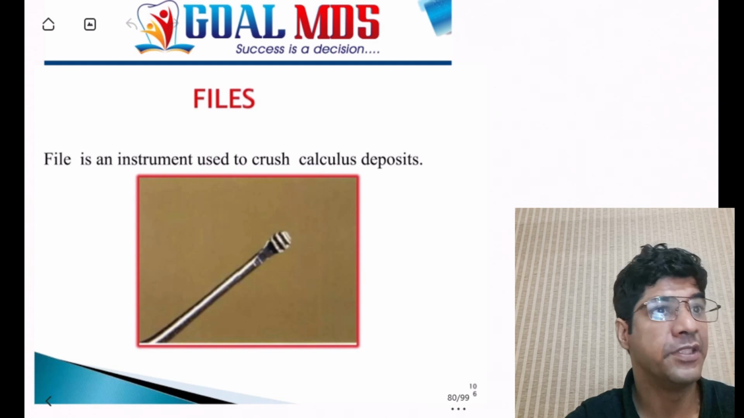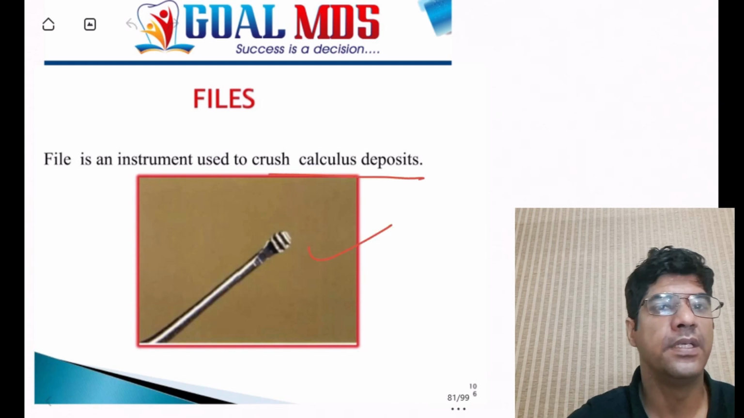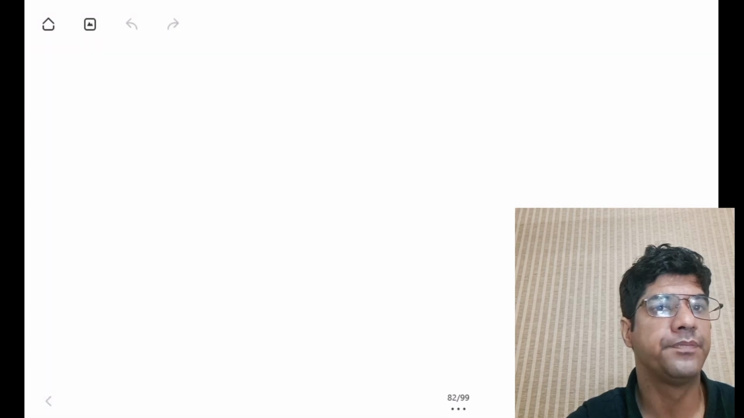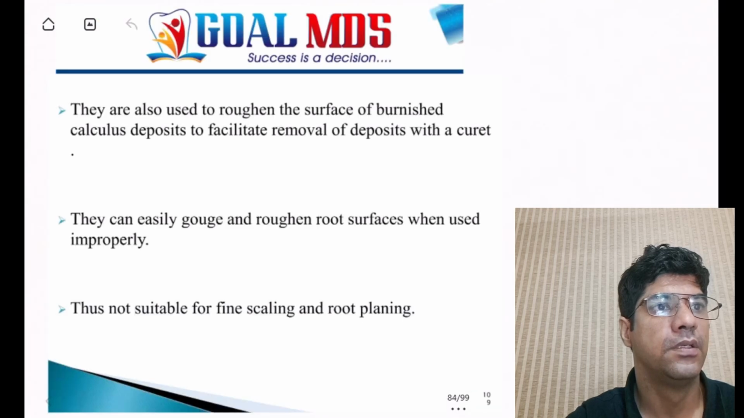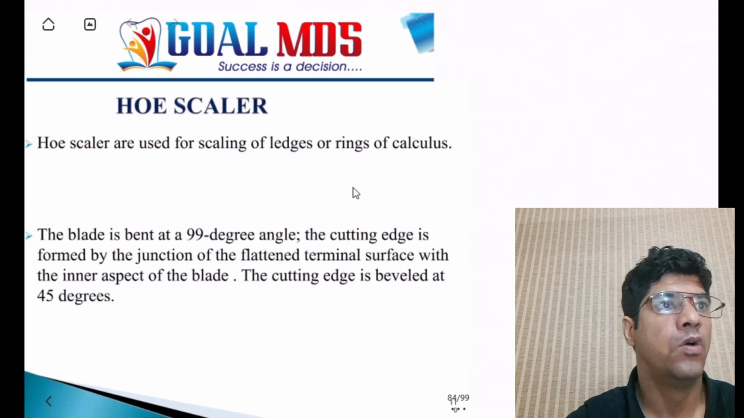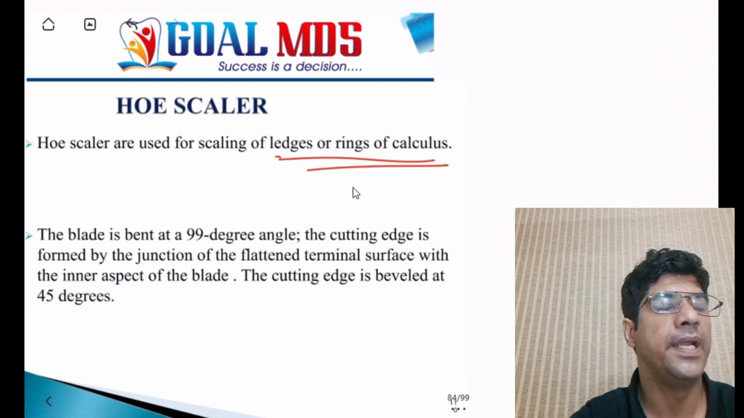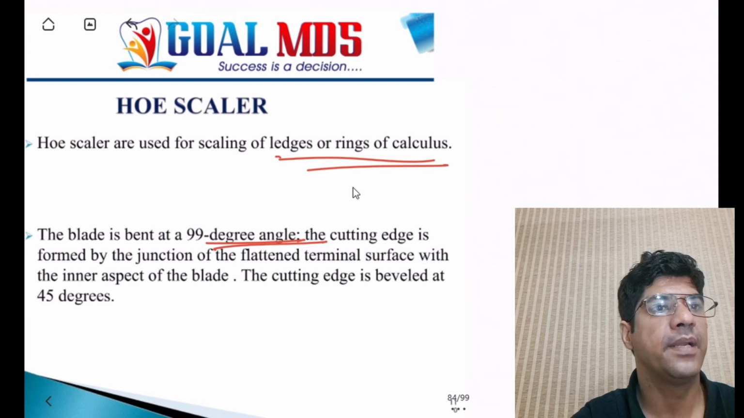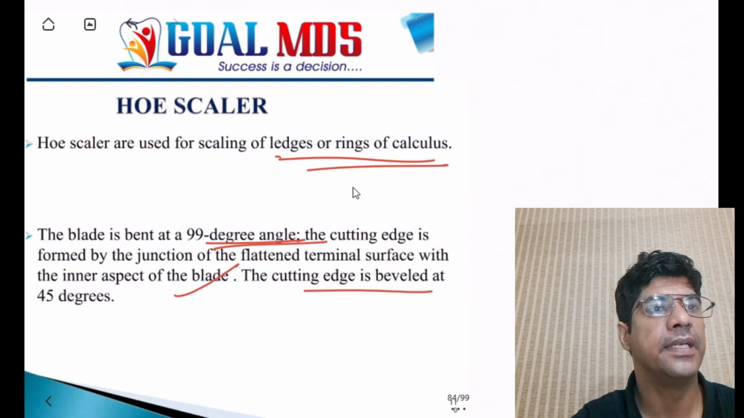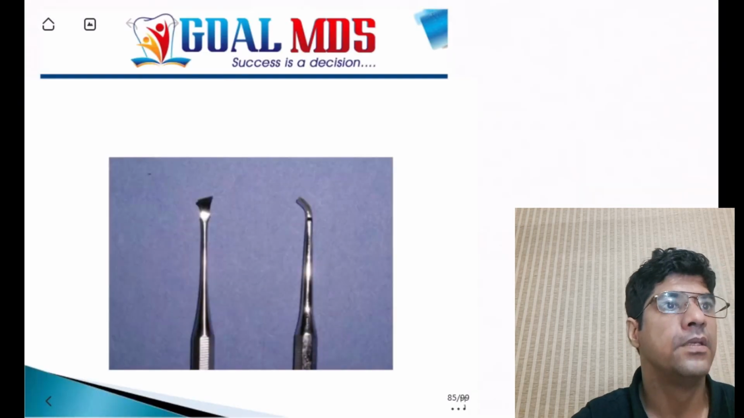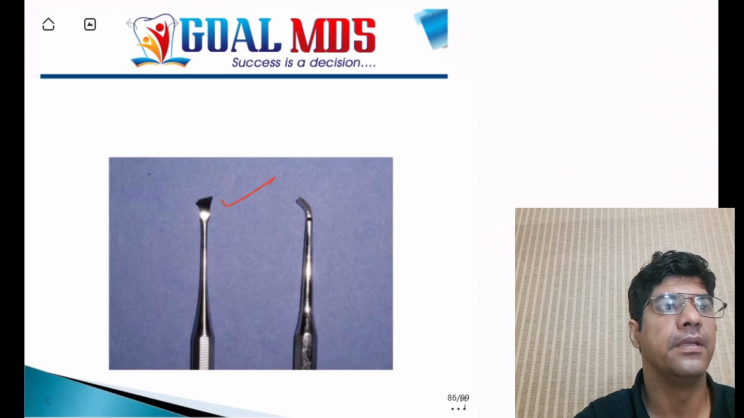File instruments are used to crush calculus deposits. Hoe scalers are used for scaling of ledges or rings of calculus. The blade is bent at 99 degrees. The cutting edge is formed by the junction of the flattened terminal with the inner aspect of the blade. The cutting edge is beveled at 45 degrees.